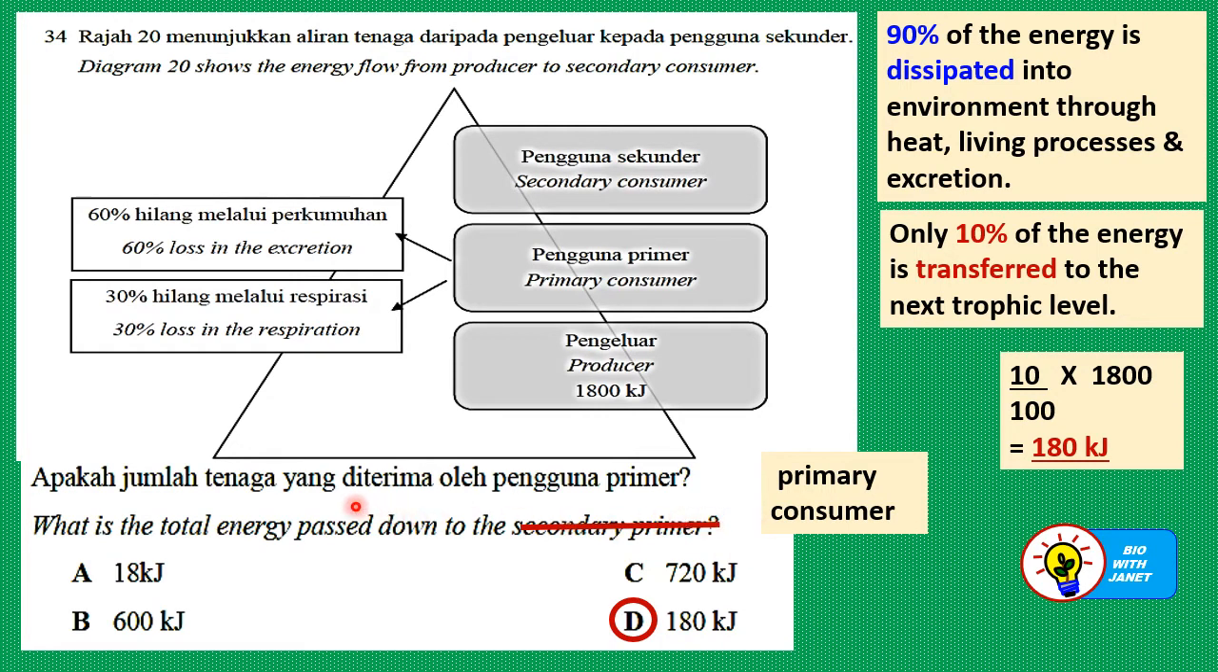Now, however, if they ask for total energy passed down to the secondary consumer, then you will have to multiply this value, 180 kilojoules, by another 10%. And that will be equivalent to A, 18 kilojoules. Okay, but since they are asking only for the total energy passed down to the primary consumer, which is this stage, so 10% of the energy from producer is passed on to the primary consumer. So 10% times 1,800 kilojoules of energy, and we get D as the answer, 180 kilojoules of energy.